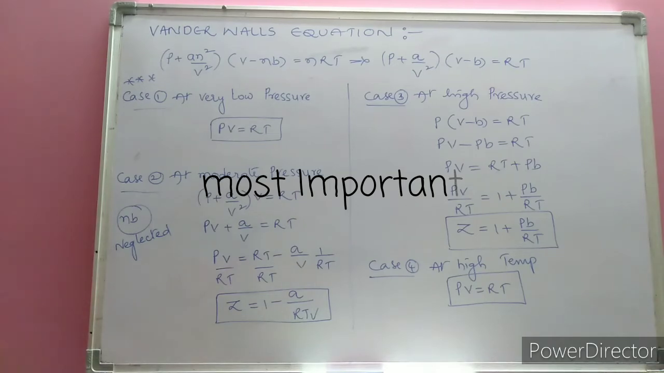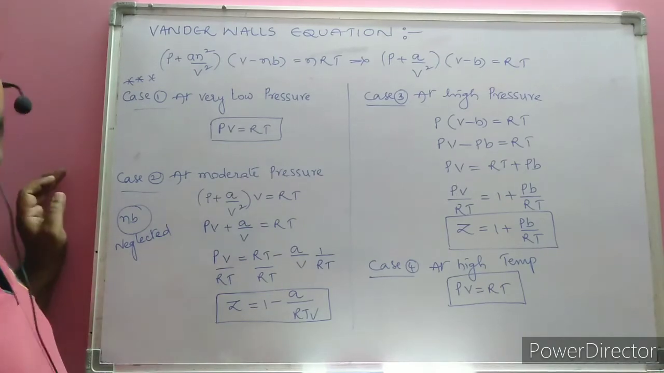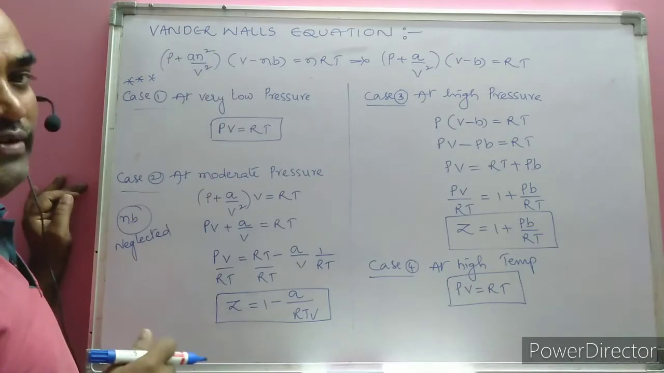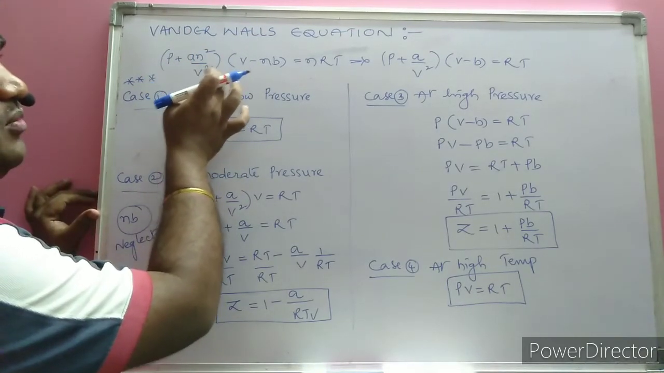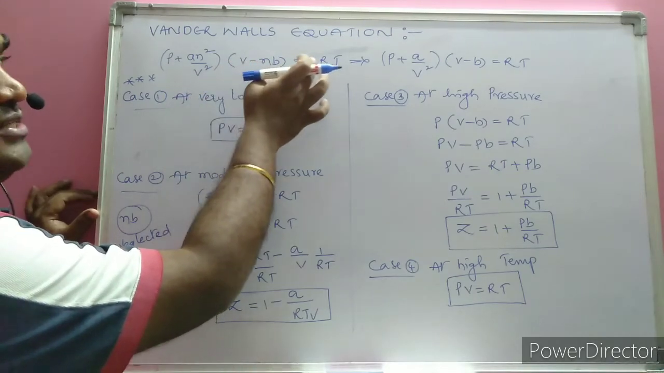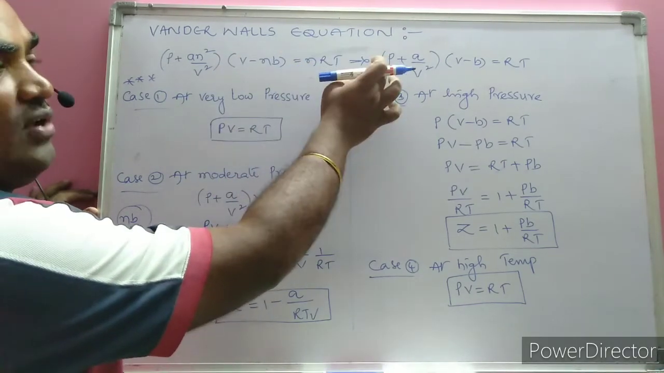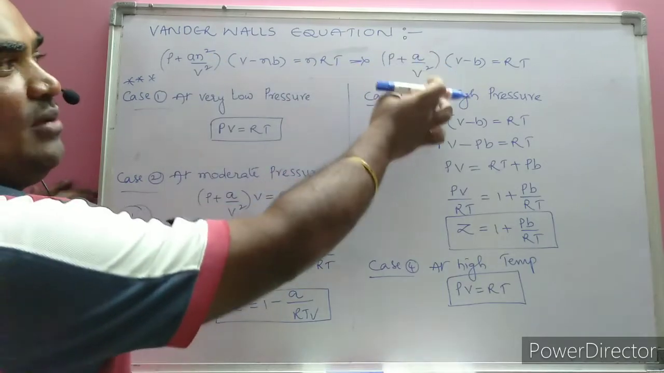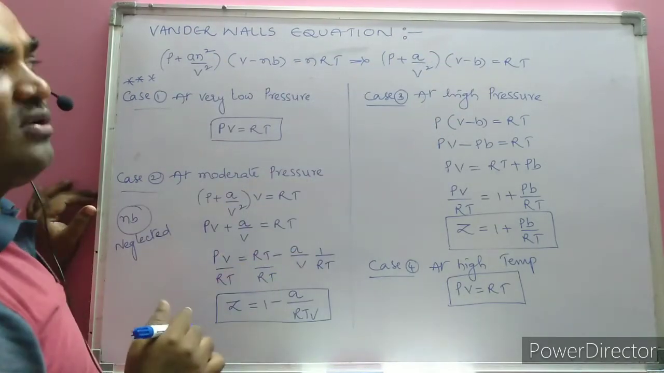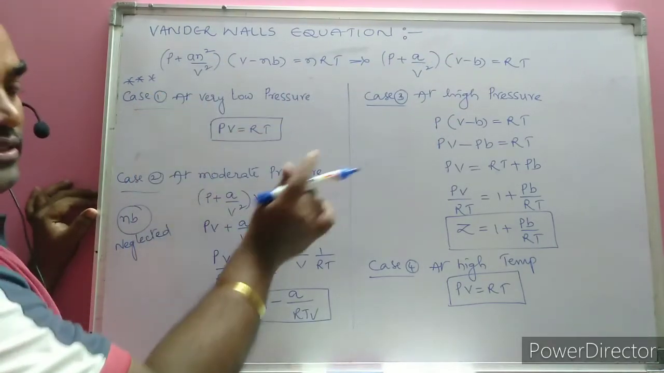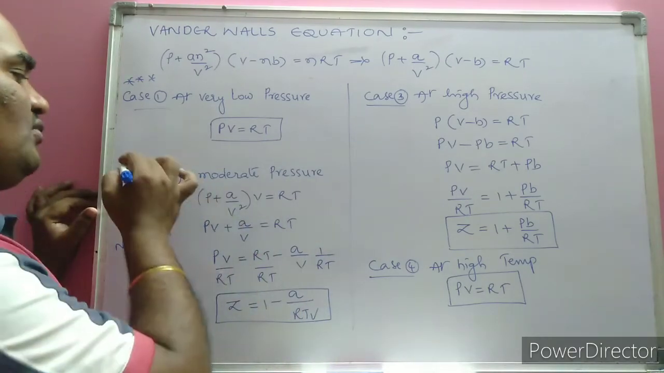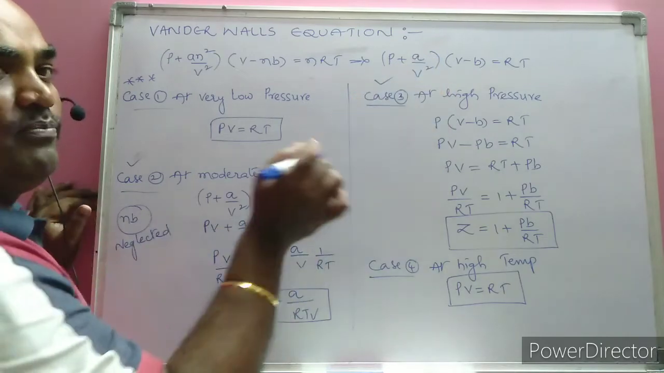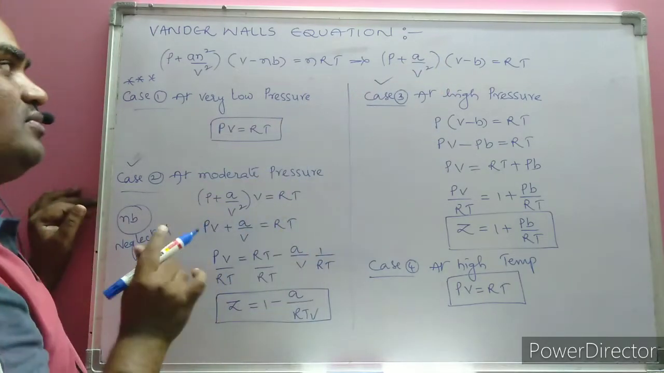Now, it is very frequently possible to be asked a question on the van der Waals equation of state. We know the van der Waals equation: P plus an square by V square into V minus nb is equal to nRT. For 1 mole of the gas, P plus a by V square into V minus b is equal to RT. These 4 cases are very frequently asked, and case 3 and case 4 are very important. In previous examinations also they asked this question.